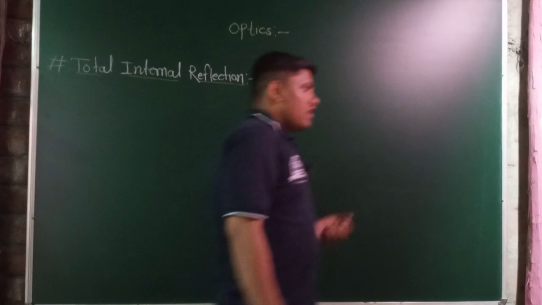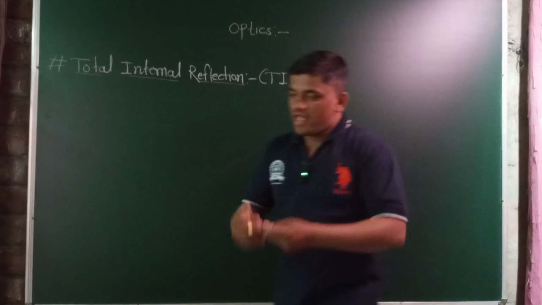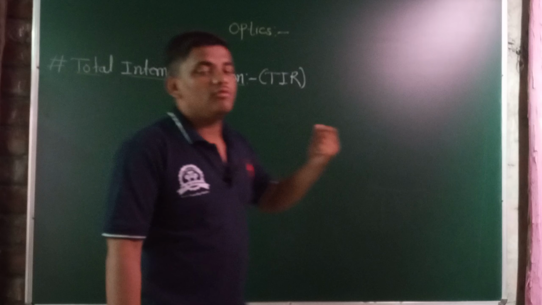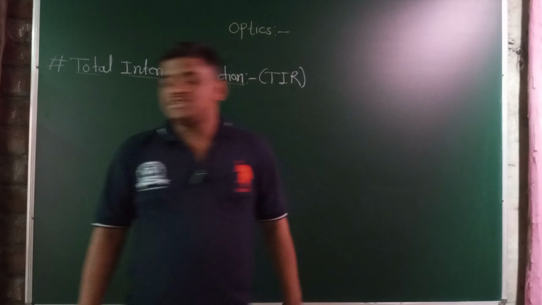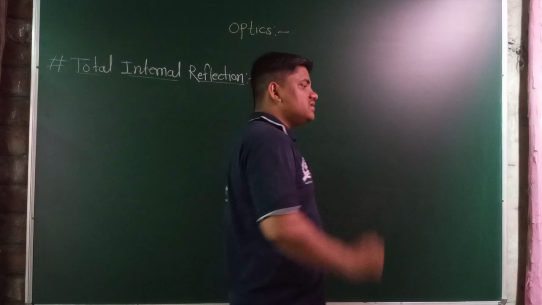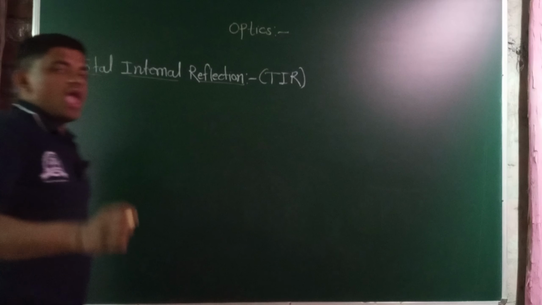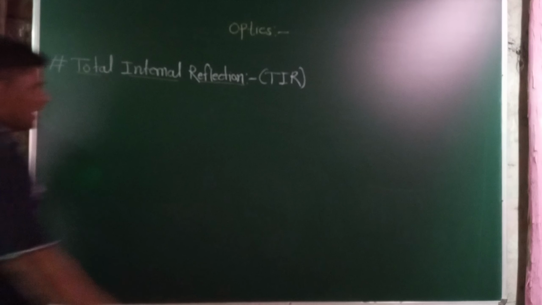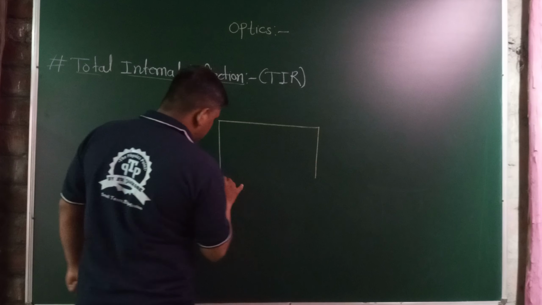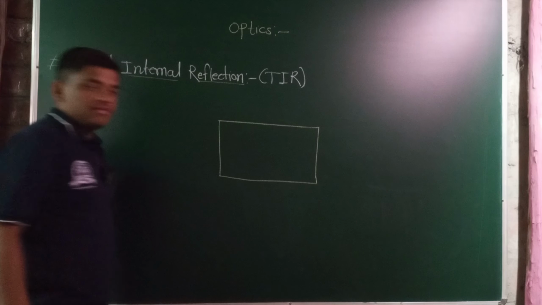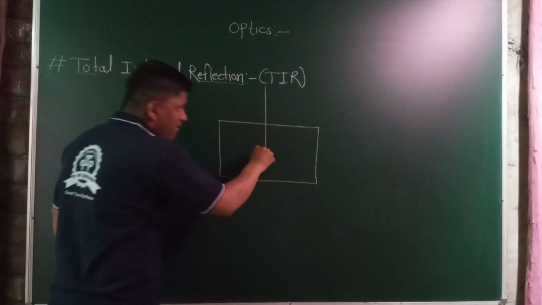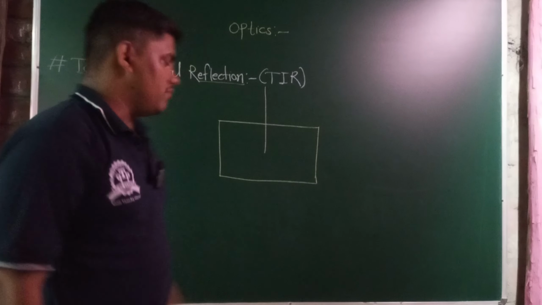In this concept, we want to try one experiment. In that experiment, we pass light from the denser medium to the rarer medium, which is applicable for the condition that when light travels from the denser medium to the rarer medium, the refracted ray bends away from the normal. Consider this is the denser medium, a rectangular glass slab, and a perpendicular line drawn on the surface of that medium is known as the normal.